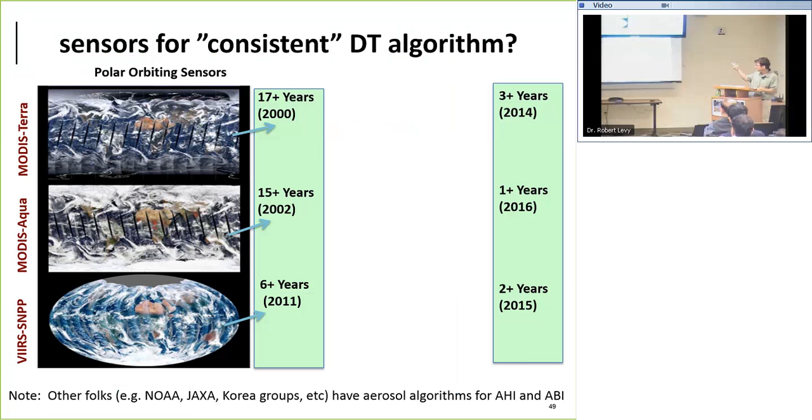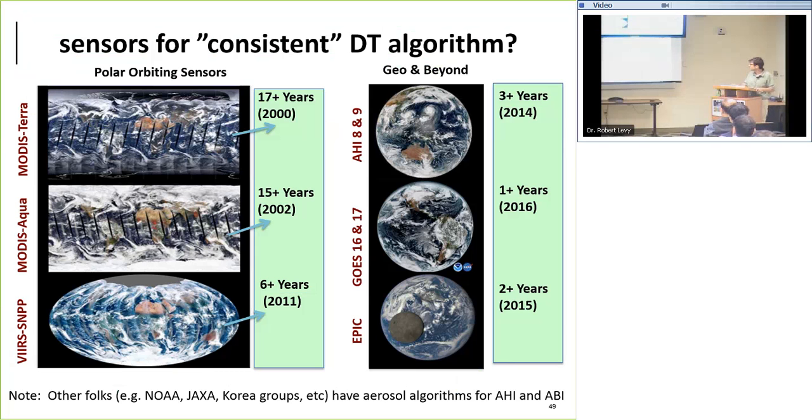From our perspective, we have the 17 years of Terra, the 15 years of MODIS on Aqua, and we've been working with VIIRS. So, can we port the same algorithm to the GOES data, and the Himawari data, which is a similar geostationary sensor from Japan over East Asia? We've also been playing with the EPIC instrument, which is 1 million miles away at the L1 point. We haven't gotten nearly as far with that, but it's been fun to play with.